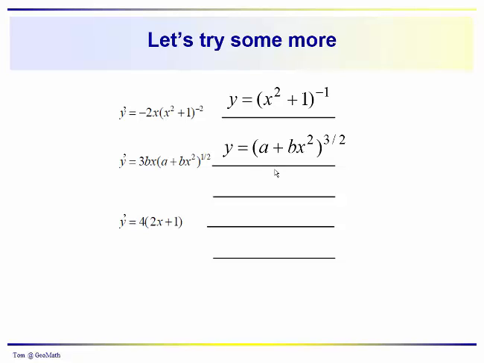Similarly, I'd say pause the video and work through these, and confirm that the function that you differentiate to get this quantity would be a plus bx squared to the 3/2 power, and that this one would be 2x plus 1 squared.